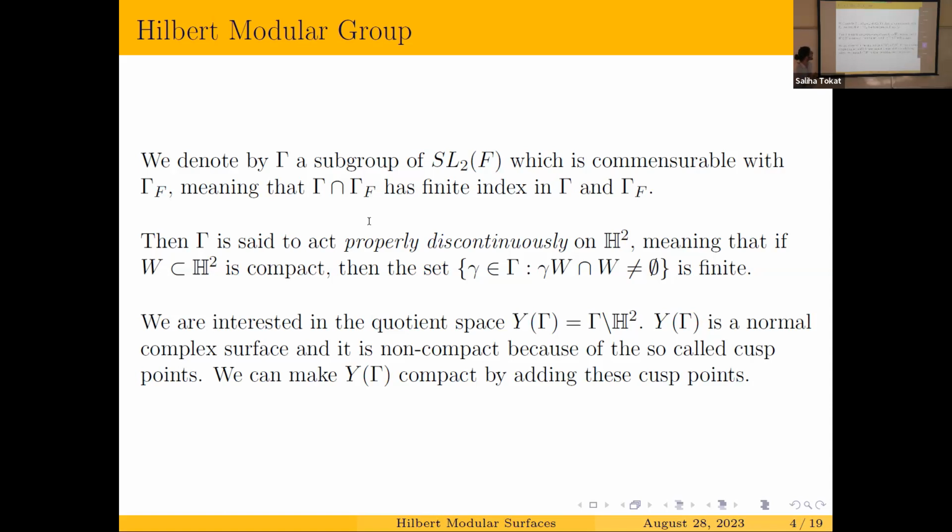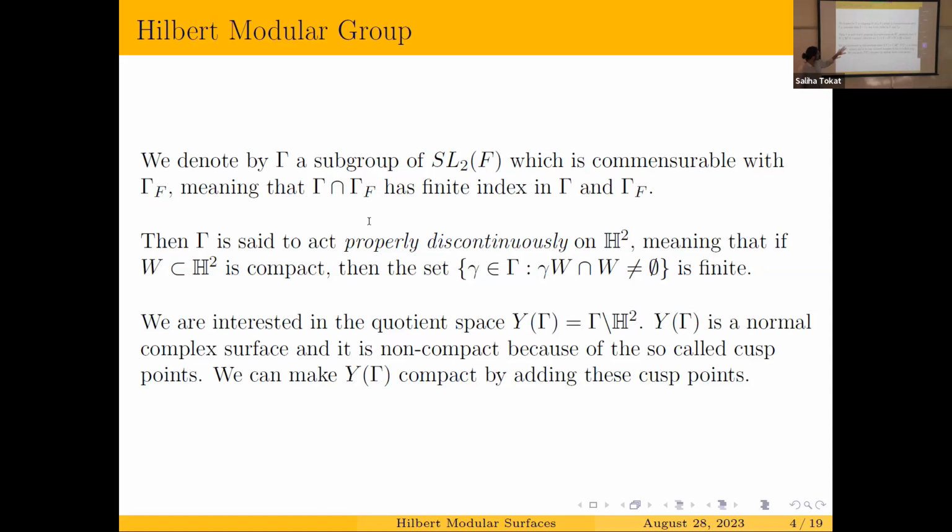When we take the elements not just from OF, we define a more general group, gamma, which is a subgroup of SL2F, and we take it to be commensurable with gamma F, the full Hilbert modular group. It means that the intersection has finite index in both gamma and gamma F. Now, this makes gamma act on H2 properly discontinuously.